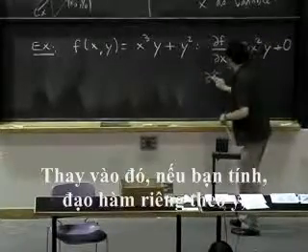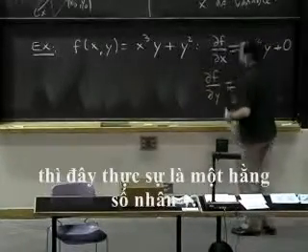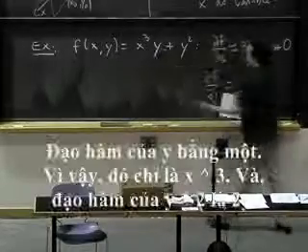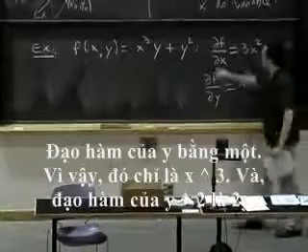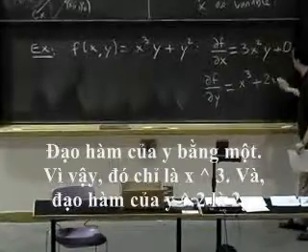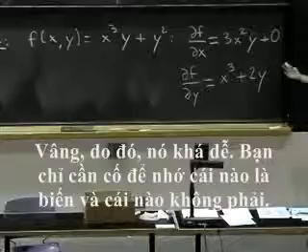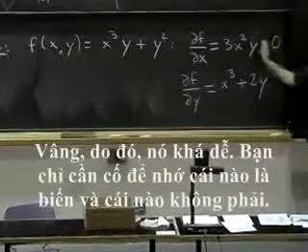If you do instead partial f partial y, then this is actually a constant times y. The derivative of y is 1, so that's just x cubed. And the derivative of y squared is 2y. So it's fairly easy. You just have to keep remembering which one is a variable, which one is not.